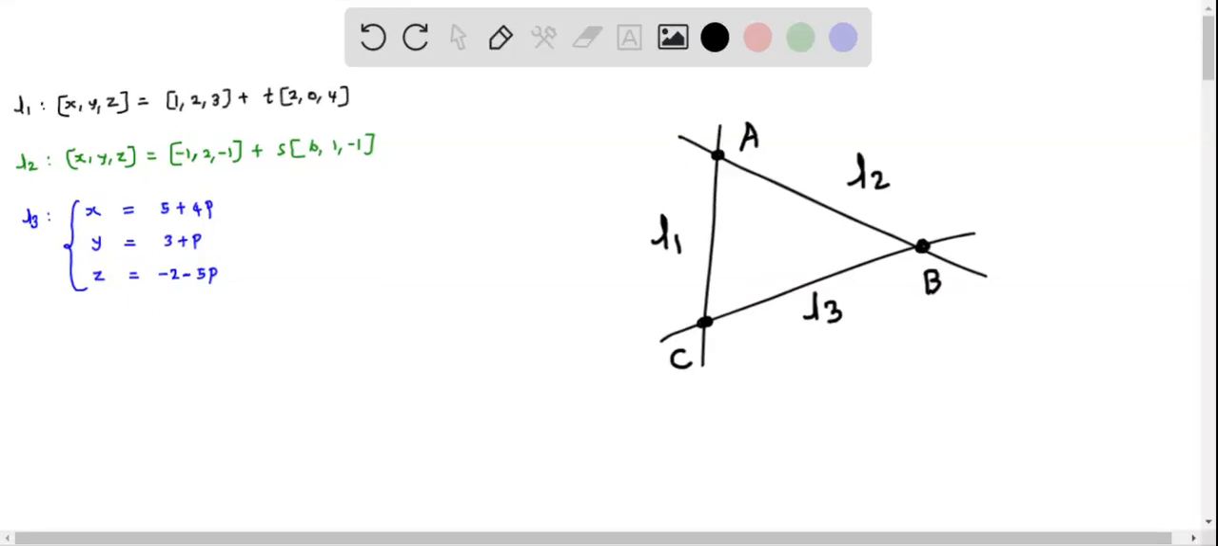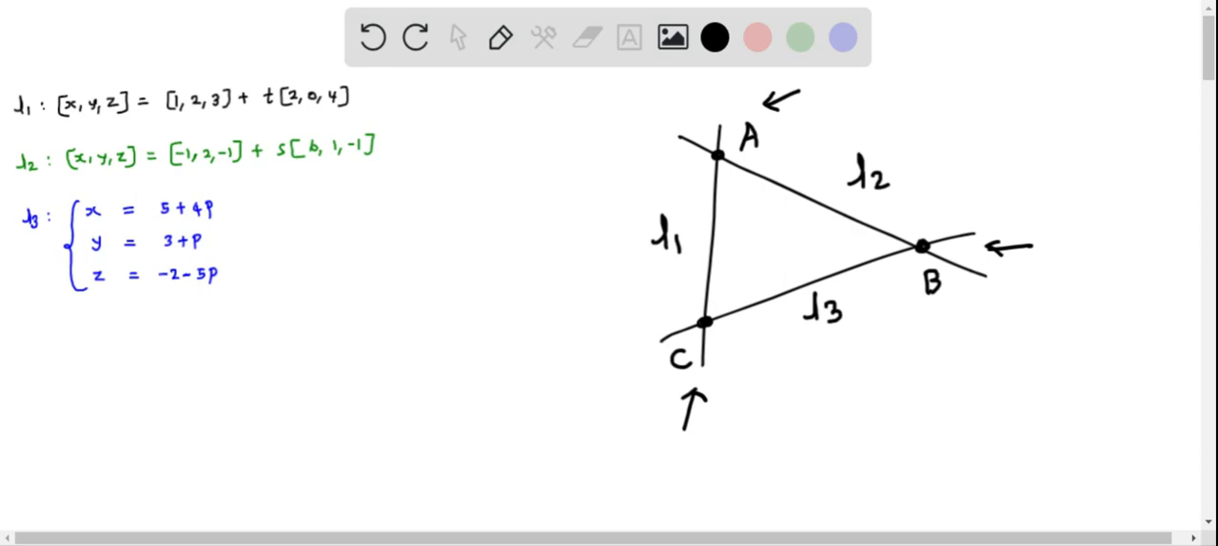Here I have drawn the triangle ABC, which is formed by the intersection of the three lines, that is line 1, line 2, and line 3. And I have marked the vertices as A, B, and C, where A is the intersection point between the lines L1 and L2, B is the intersection point between the lines L2 and L3, and C is the intersection point between the lines L1 and L3. So basically, the intersection points are nothing but the vertices of the triangle.